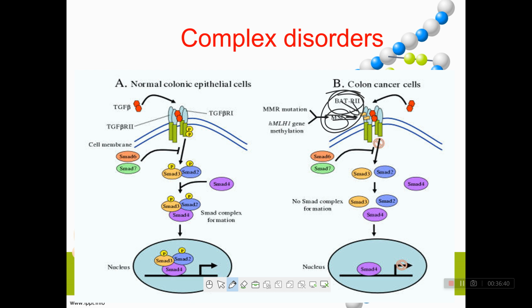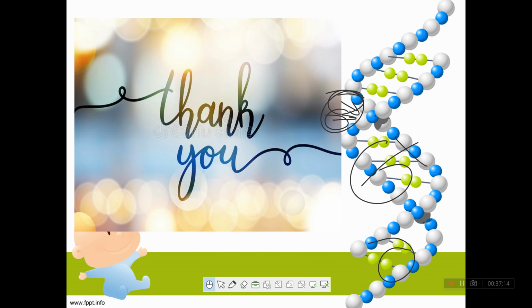After this complex mutation, there is no protein synthesis, because phosphorylation does not take place here. Without phosphorylation, translation does not take place, and there is a formation of colon cancer. So we have discussed the disorders that are present in chromosomes, point mutation or complex disorder. Okay. So thank you.